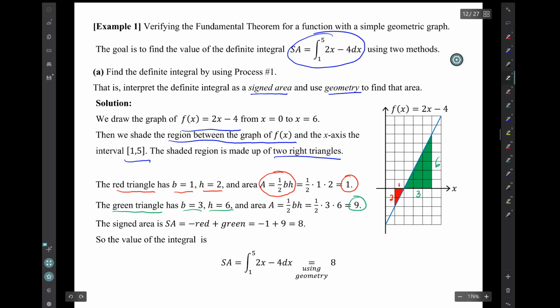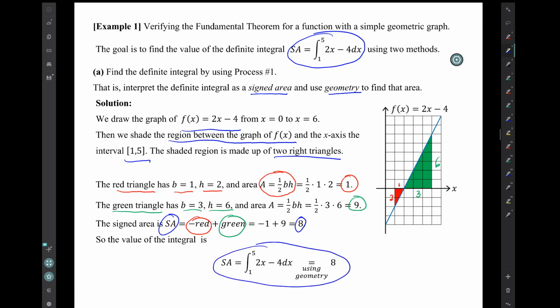So the signed area is minus the red area plus the green area, which gives us a signed area that's the number 8. So using geometry, we're able to compute this definite integral and find the value 8. That's the result of process 1.